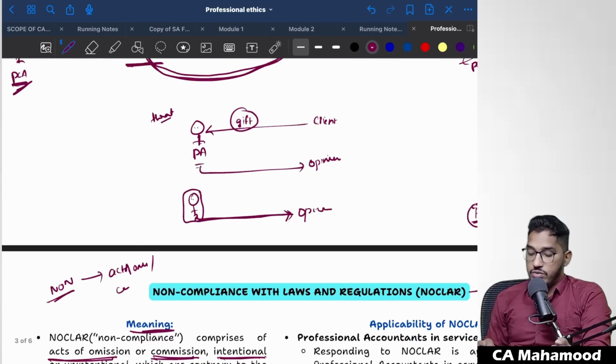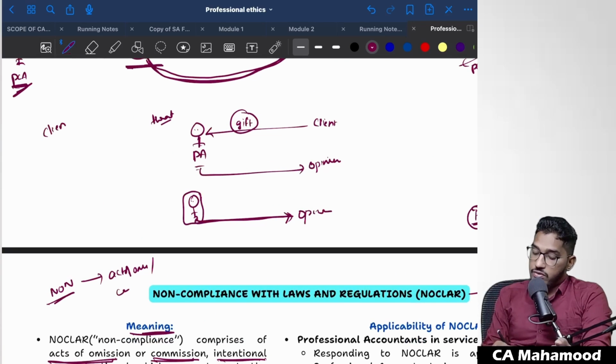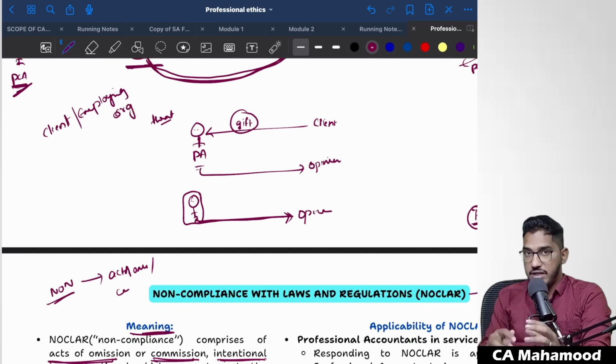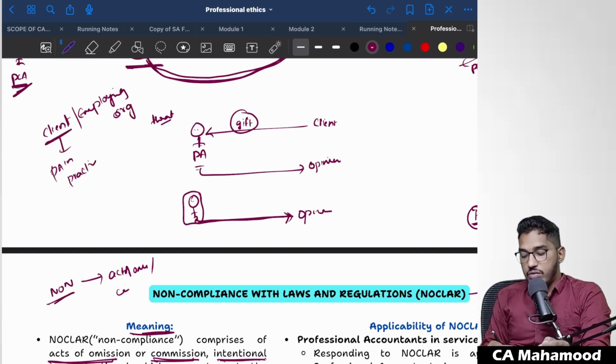See, often they use these terms, client or employing organization. Sir, why do they use client or employing organization? If you are a professional accountant in practice, if you are a practicing chartered accountant, then the entity to whom you are providing the services, that person will be called a client.